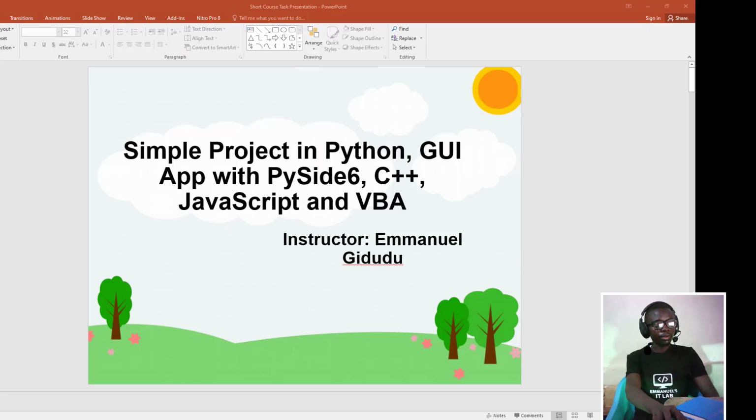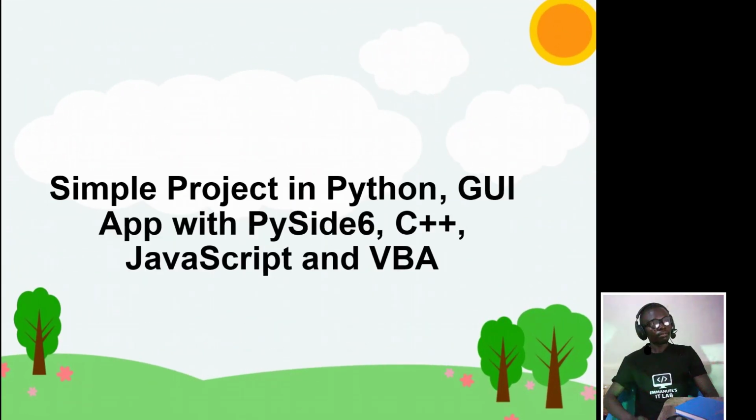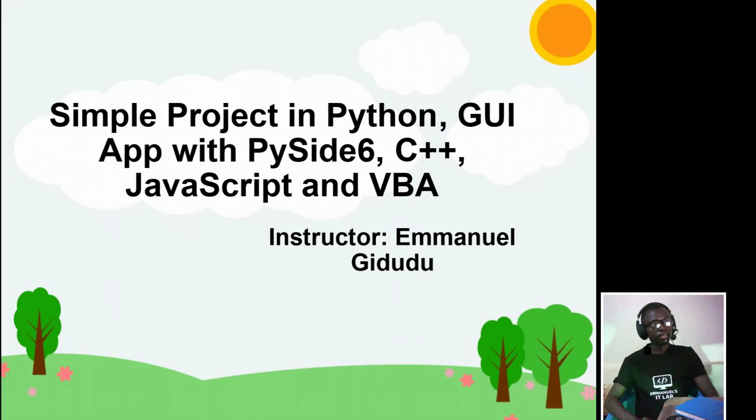In this video we are going to look at a simple project, and we shall build it in Python, PySide6, C++, JavaScript and VBA. With JavaScript we shall go ahead and integrate CSS and HTML. In VBA we shall integrate Microsoft Excel. I'm still your instructor, Emmanuel Ogdudu, for this course.